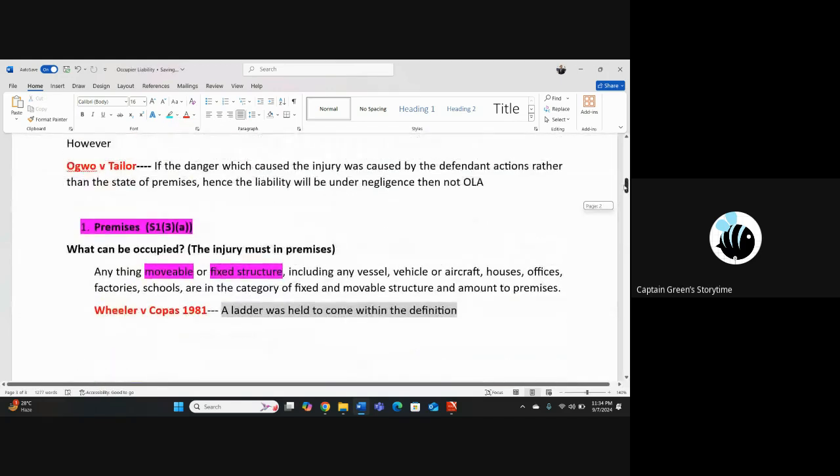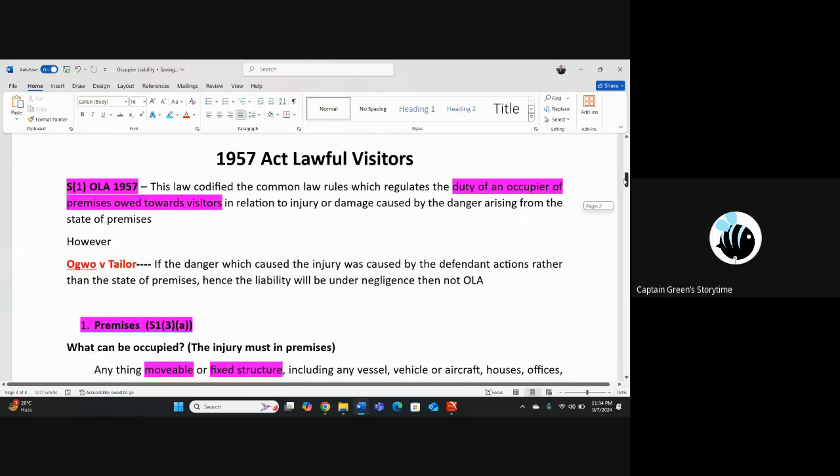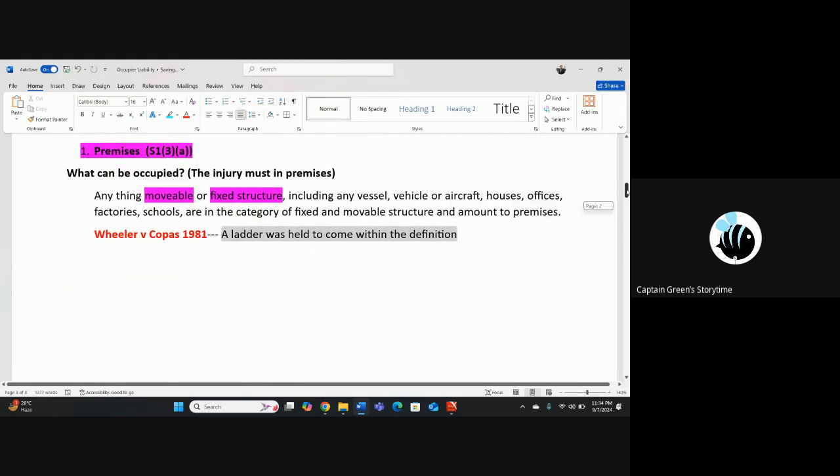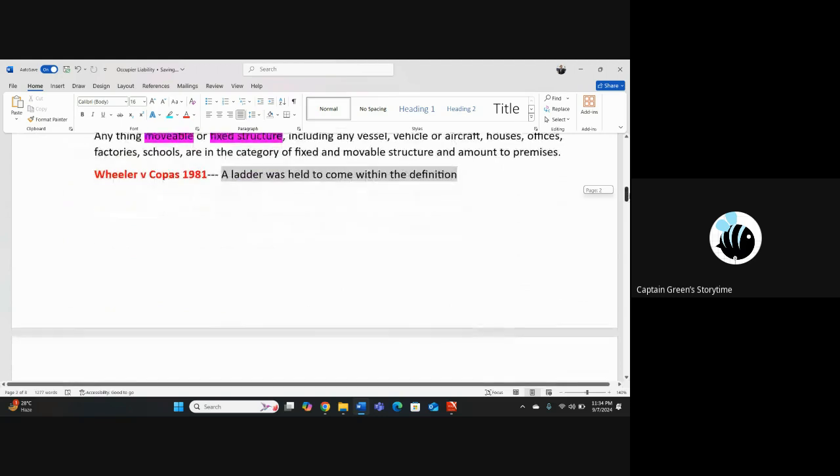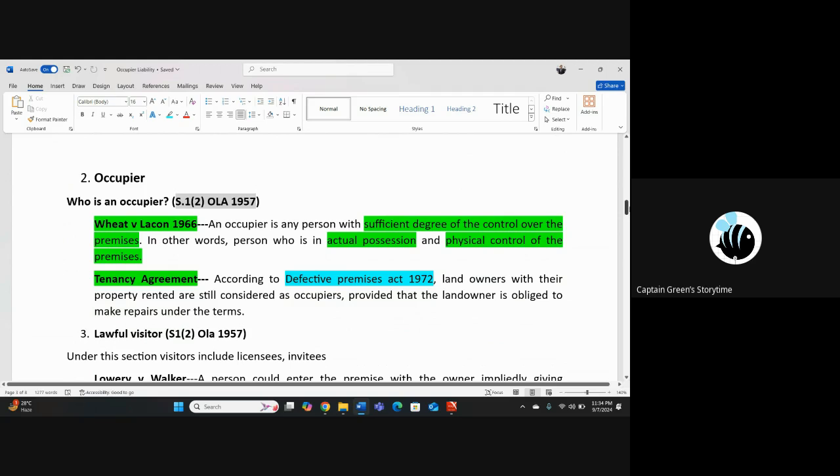Now, firstly, we studied what premises is. Okay, the definition we have done. The Ogu versus Taylor case has been done. Then we studied that anything movable or a fixed structure, houses, aircraft, offices, amount to premises. Then we studied the case of Wheeler versus Copas, 1981. Moving on, we studied who is an occupier under section 1 subsection 2 of OLA 1957. We studied the case of Wheat versus Lacon 1966. We studied that a person having control over the land or the premises, a person having actual possession or physical control of the premises, is an occupier of that place. Then we studied that if a person has given his home on rent and under the tenancy agreement he has to make repairs, then the owner will also be regarded as an occupier of that place.